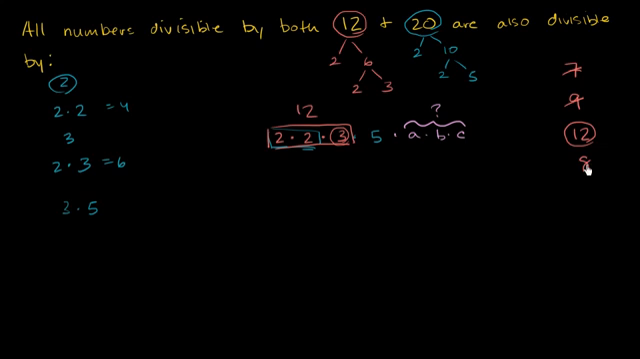So this doesn't work. Let's try another example just so that we make sure that we understand this fairly well. So let's say we ask the same question. All numbers divisible by, let me think of two interesting numbers. All numbers divisible by 12 and, I don't know, let's make it more interesting, 9 and 24 are also divisible by.